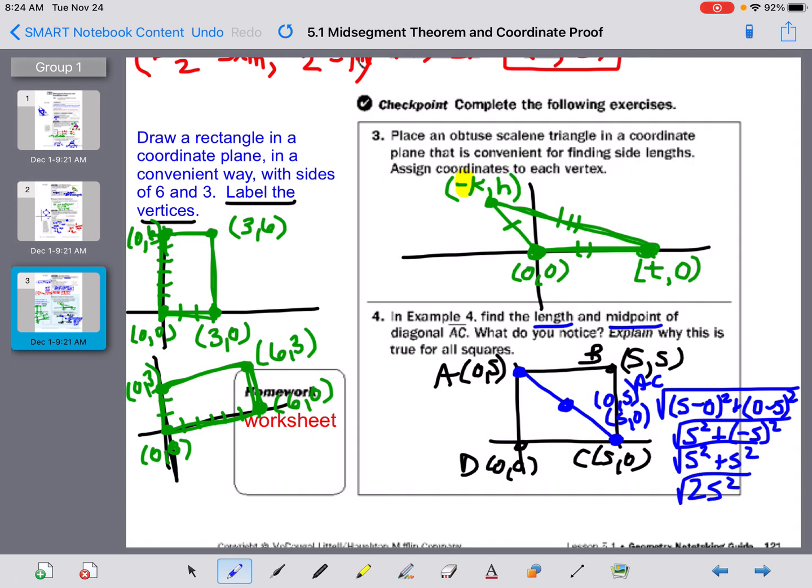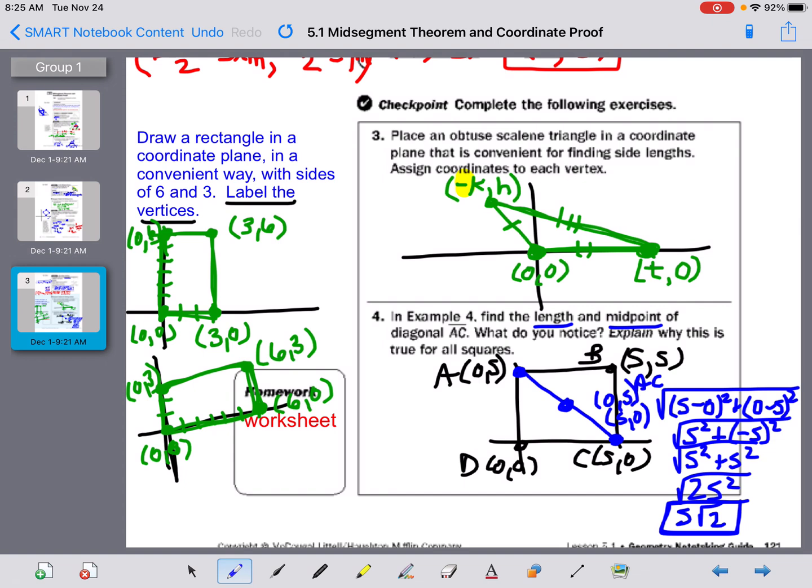Remember, we're taking the square root. I can't do anything with the 2, but what's the square root of S squared? S. I get the distance as S square root of 2. Isn't that what I got above for the other diagonal? Are the diagonals equal? I think they are in a square, right? So it makes sense that even using different ordered pairs, I get the same answer.